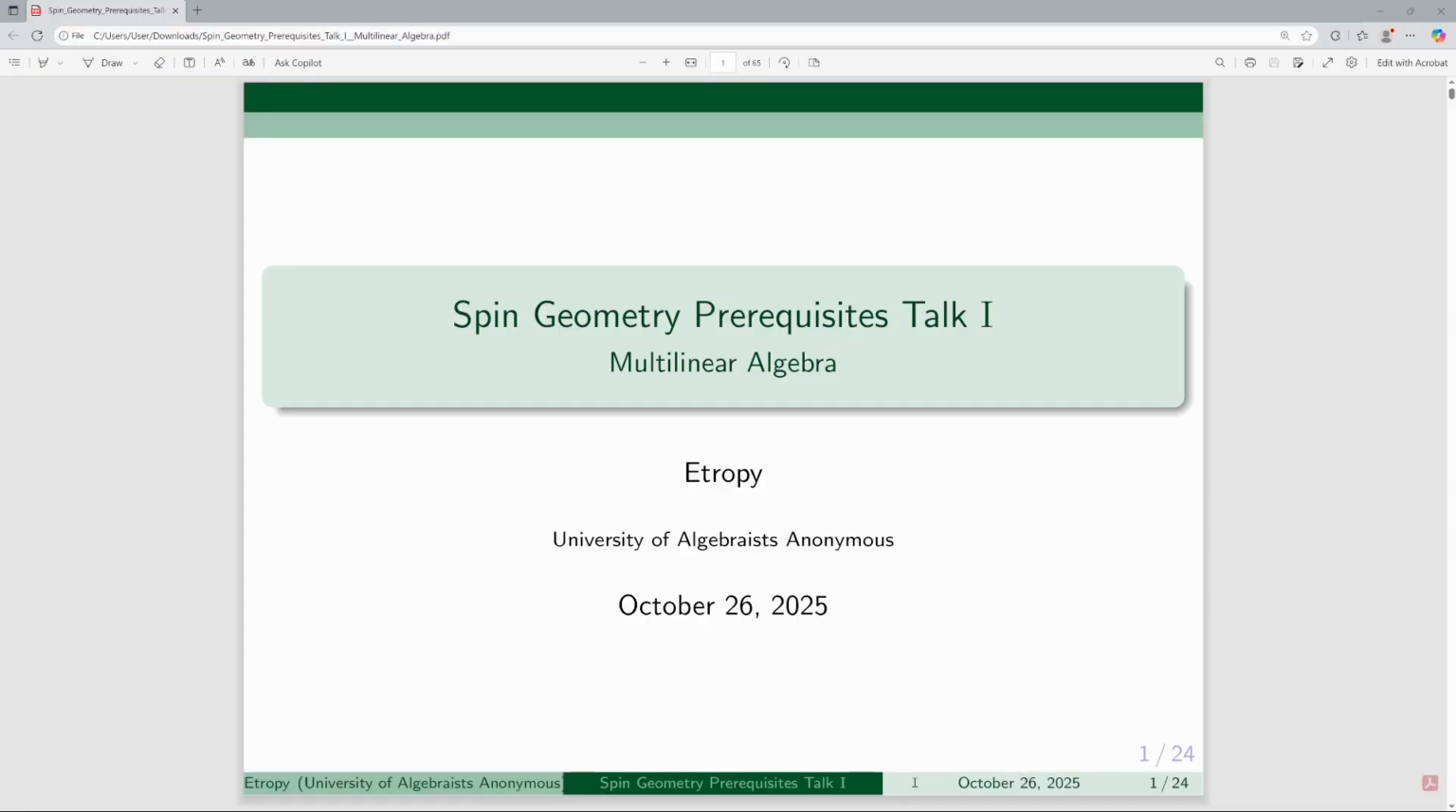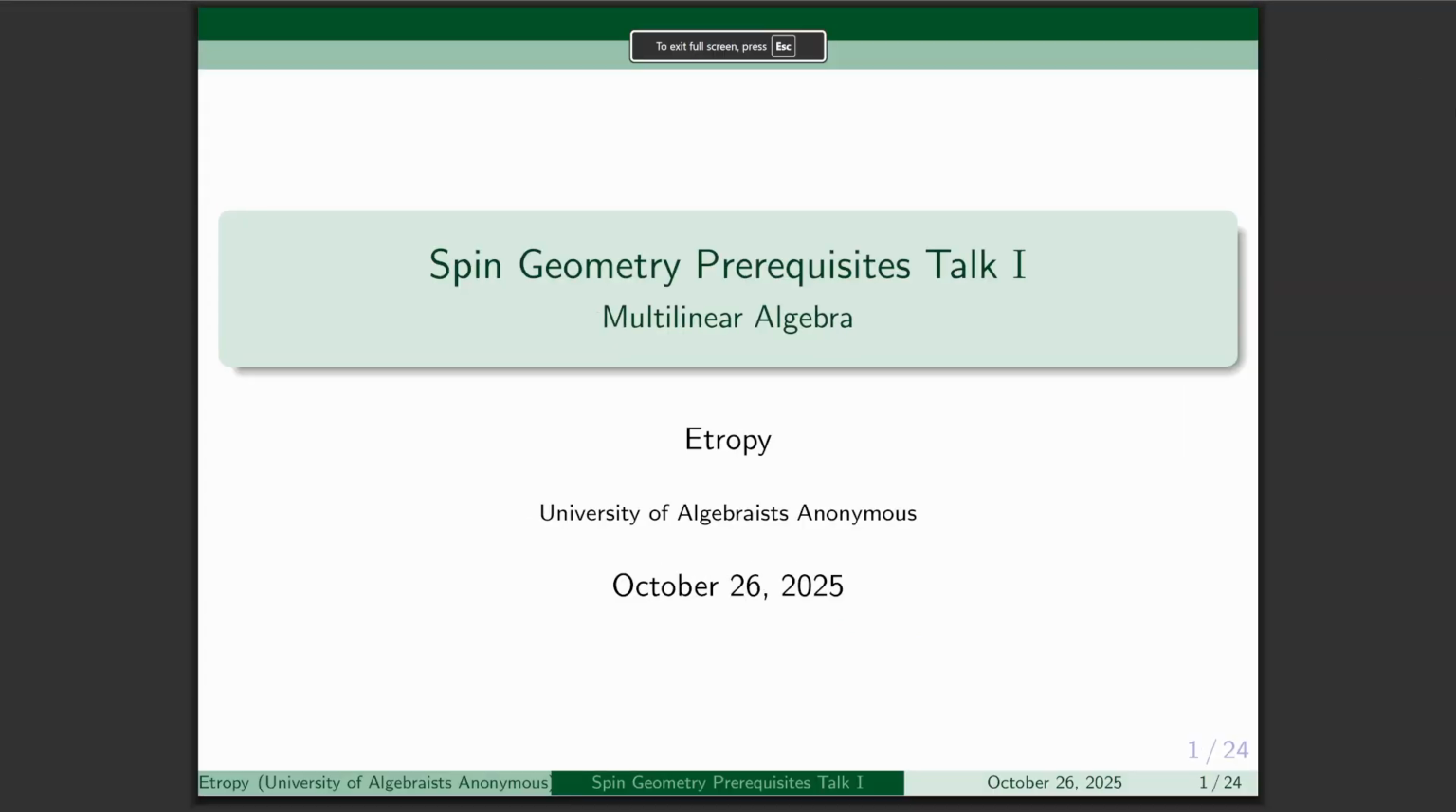Okay, so this is going to be an introductory talk on multilinear algebra. The book we'll be reading, Spin Geometry, starting November 22nd, does cover some geometric algebra concepts in the first chapter, but it does presuppose familiarity with such things as tensor products and exterior algebras. So that's what I'll talk about.